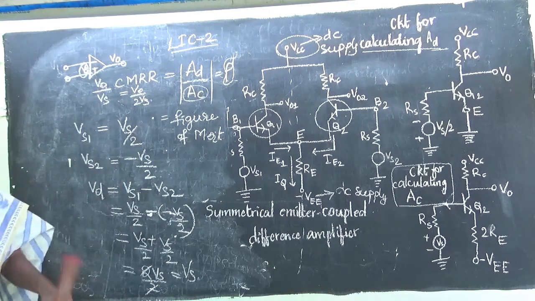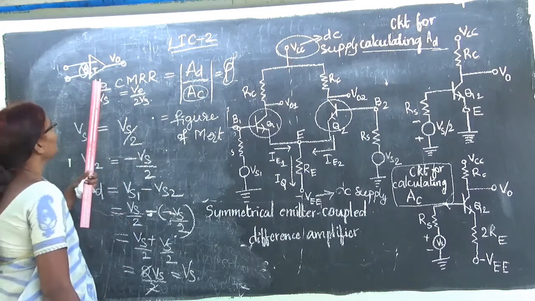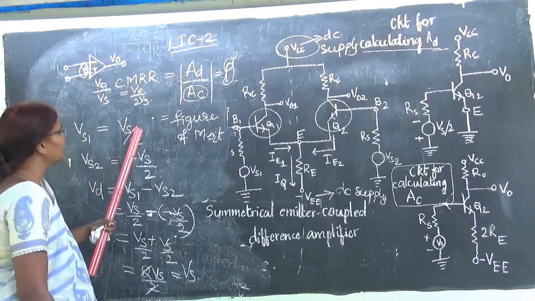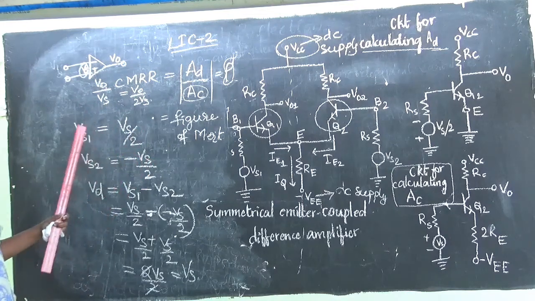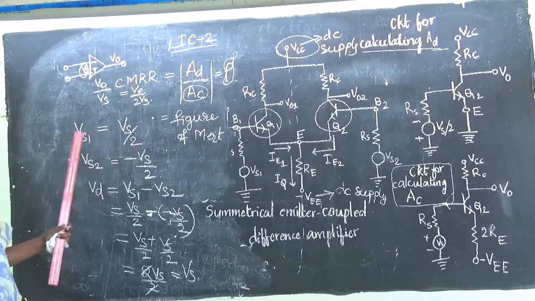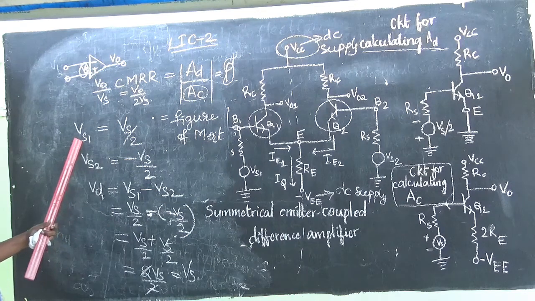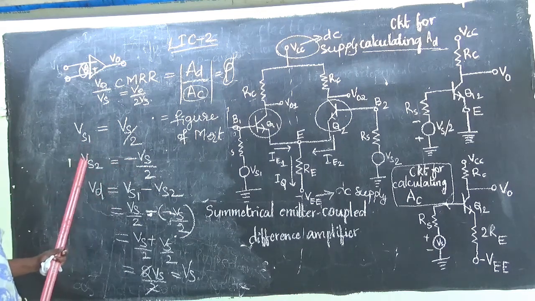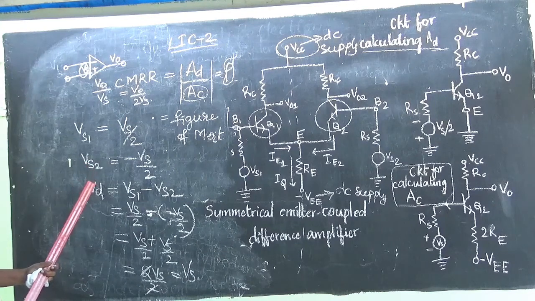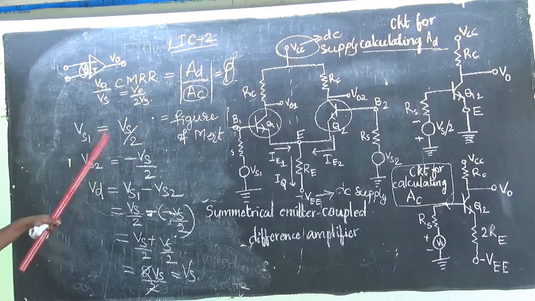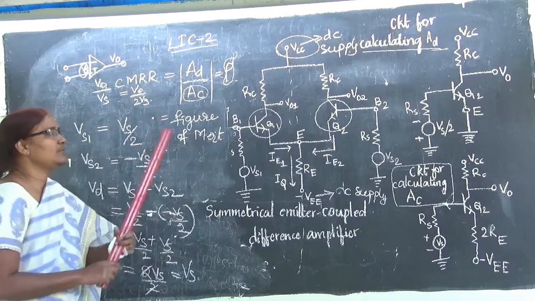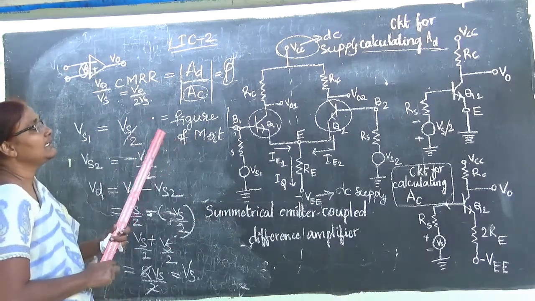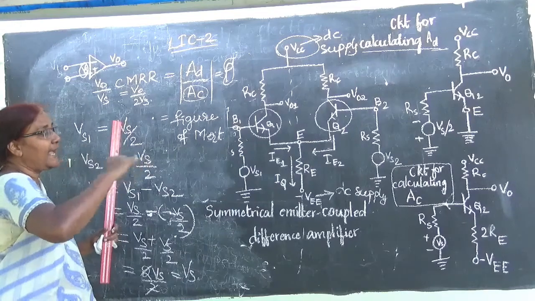So I don't want this confusion. I simply want to get V0 by Vs. So that is the reason we have taken Vs and we have given Vs by 2 for the first transistor input and minus Vs by 2 for the second transistor input. So this is the reason to take it. And next, what happens? Generally this is the theoretical explanation, but practically it will not be as exact as this.